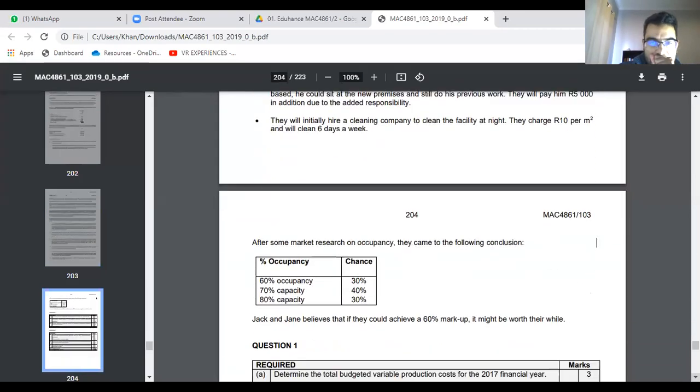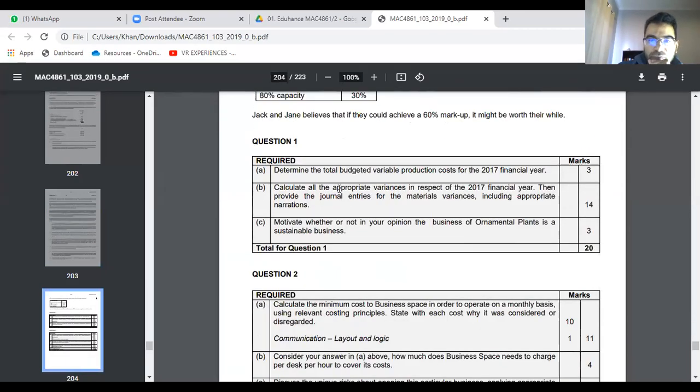Go to the required. I'm only going to do part B. They say determine the total budgeted variable production costs for the 2017 financial year. Remember, variable production costs are all your variable costs. Which are our variable costs? Direct material, direct labor, and variable manufacturing overhead. We already have that, but they want the total, so we need to work out the budgeted number of units to be produced.